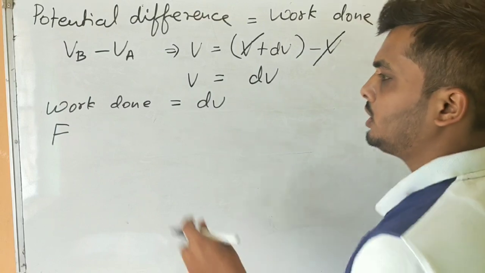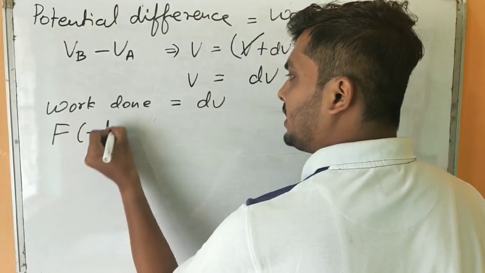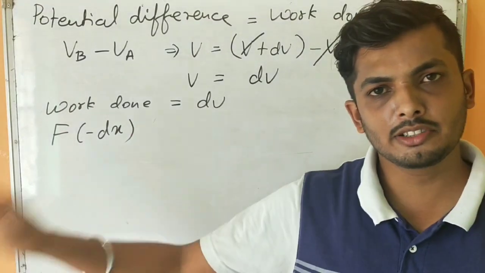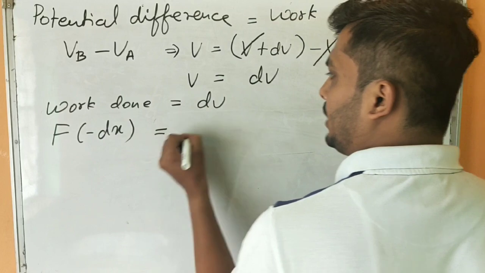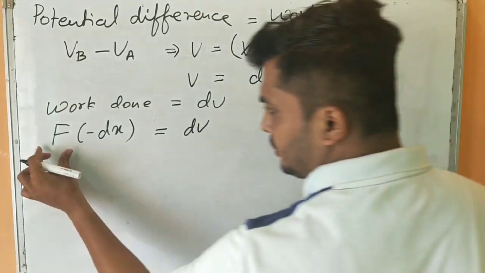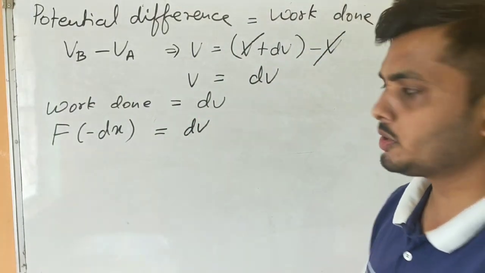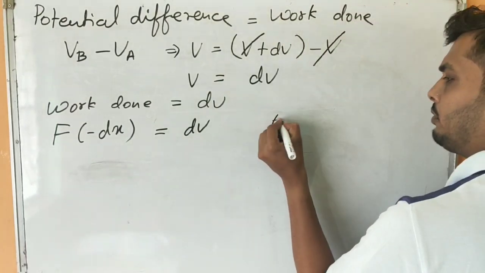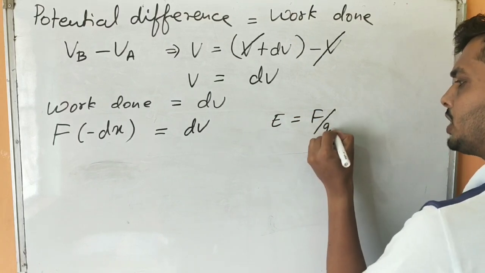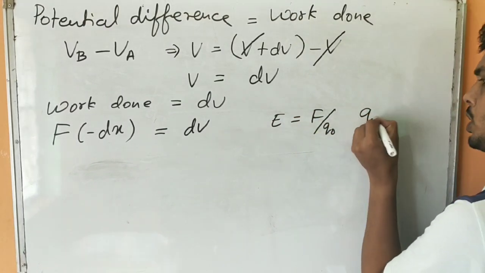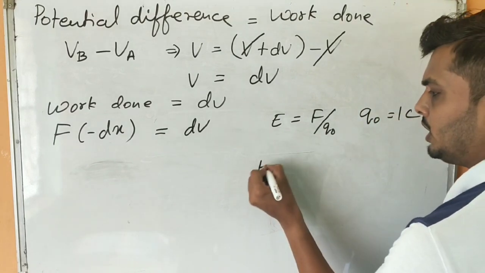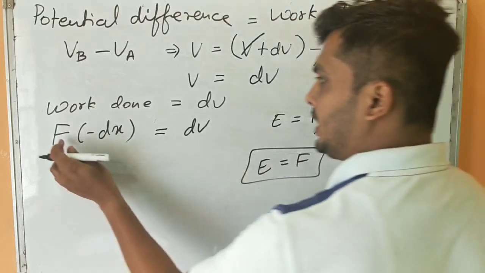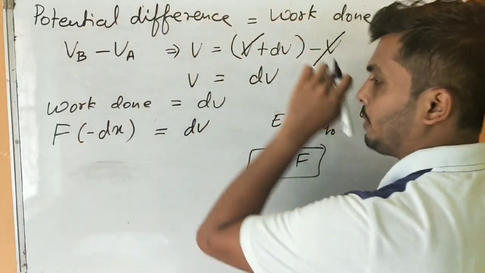How much displacement did the charge particle undergo? Minus dx. Minus dx indicates that the displacement has decreased, or the work is done against the direction of the electric field. So this will be dV. Correct. Now what is this force? This force is the electric force, and you know that electric field is given by, I'll write it here. Electric field is nothing but force experienced by the test charge. Yes or no? So Q naught is 1 coulomb. Therefore E becomes equal to F. Correct? So instead of writing F, shall I write E, because the equation demands electric field.